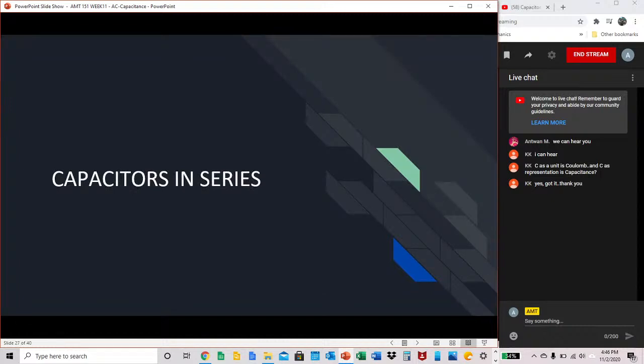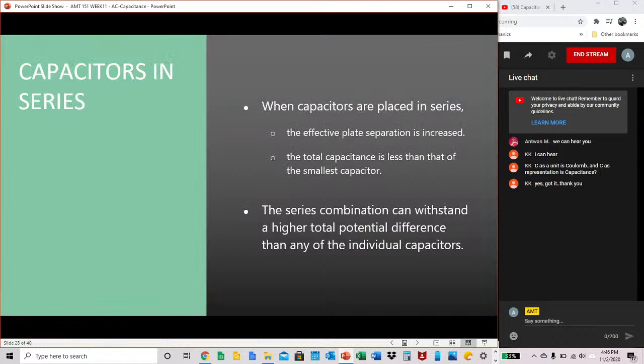Capacitors in series. When capacitors are placed in series, the effective plate separation is increased, and the total capacitance is less than that of the smallest capacitor.